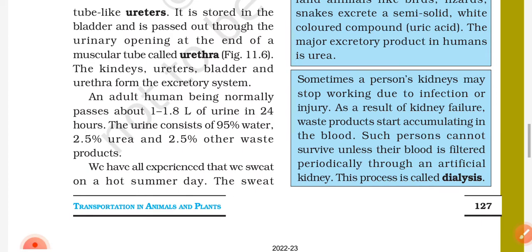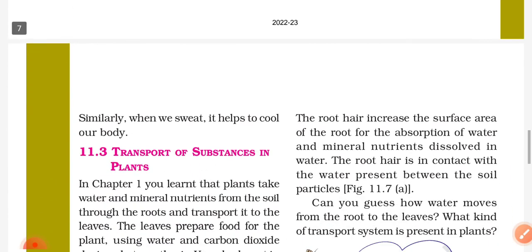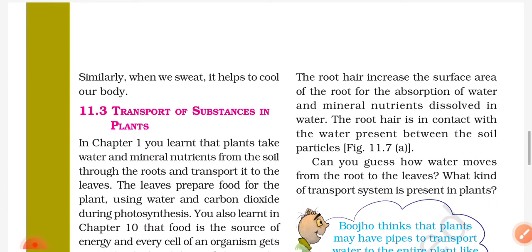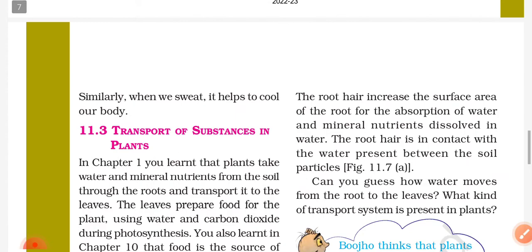Sometimes a person's kidney may stop working due to infection or injury. As a result of kidney failure, waste products start accumulating in the blood. Such a person cannot survive unless their blood is filtered periodically through an artificial kidney. This process is called dialysis. Similarly, when we sweat, it helps to cool our body.